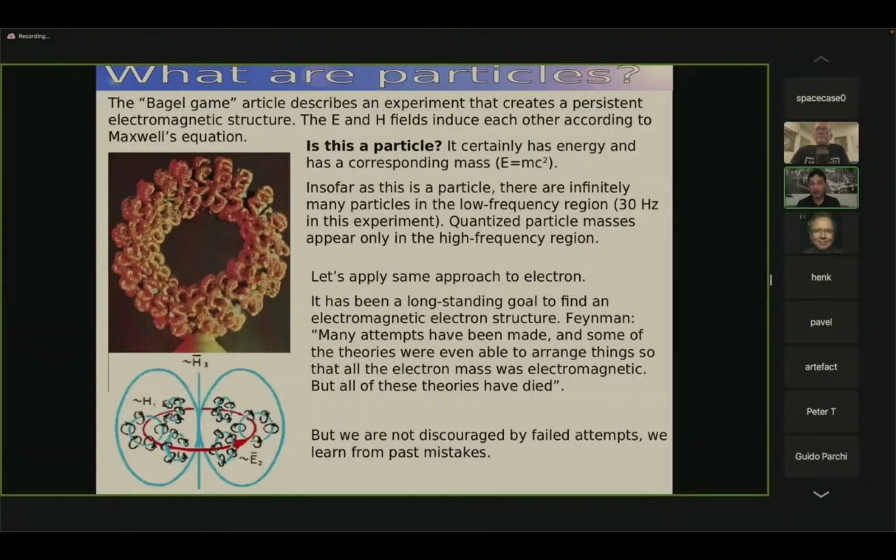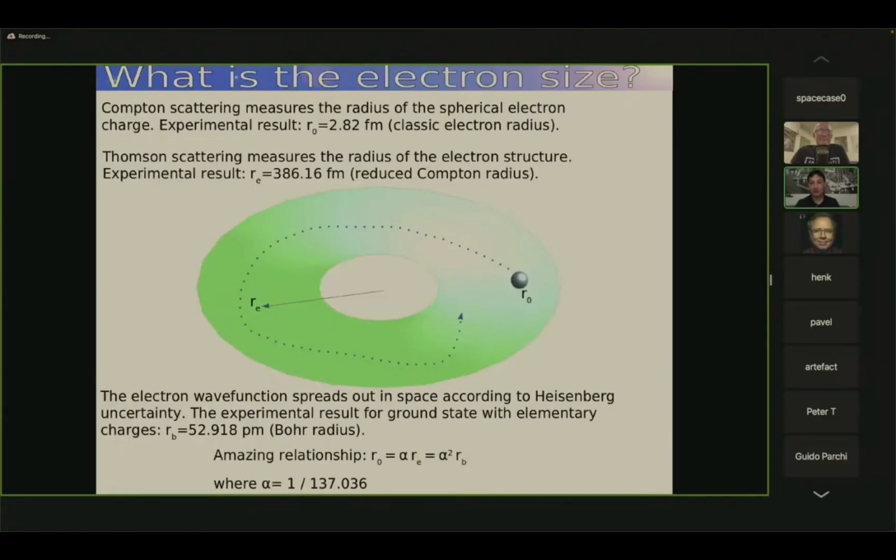Many attempts have been made, and some of the theories were even able to arrange things so that all the electron mass was electromagnetic. But all of these theories have died. So this approach is a graveyard of theories, we can say. But we are not discouraged by these failed attempts, but we try to learn from past mistakes. So with this inspiration of the bagel game experiment, let's see what we can say about the electron.